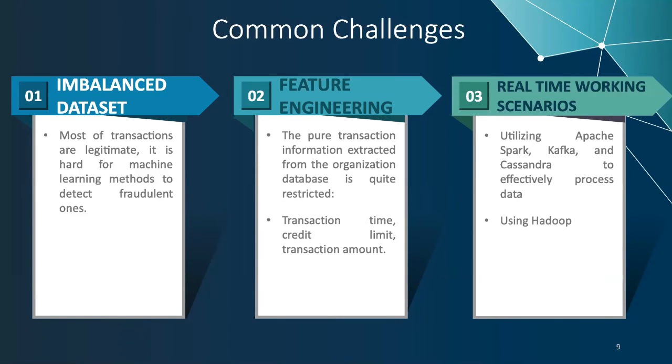And nowadays, real-time working scenarios are in the researchers' area. They utilize some frameworks, for example, Spark, Kafka, Cassandra, to effectively process data. And right after the transaction, there's a possibility that the outcome could be that it is legitimate or fraudulent. And of course, some of them use Hadoop to effectively format the data in HDFS format.